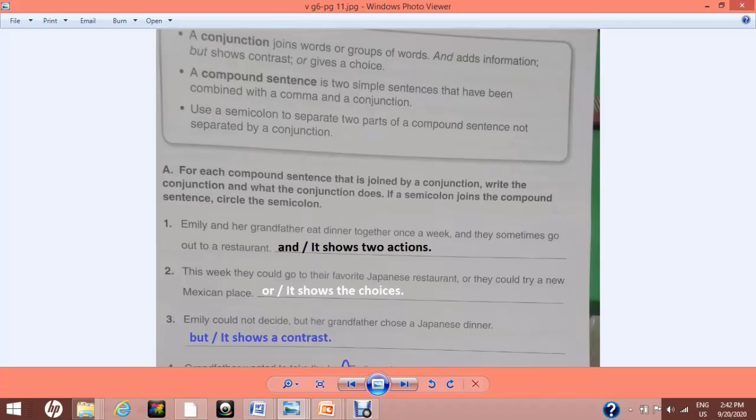Yes, my dear students, if you are going to use a semicolon to join two different clauses to make a compound sentence, there will be no conjunction. But if you are going to use a conjunction, then there must be a comma. So this is a condition for the solution of exercise A and B on page number 11. For each compound sentence that is joined by a conjunction, write the conjunction and what the conjunction does. If a semicolon joins a compound sentence, circle the semicolon.